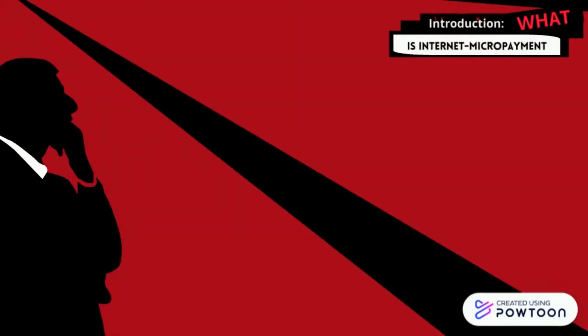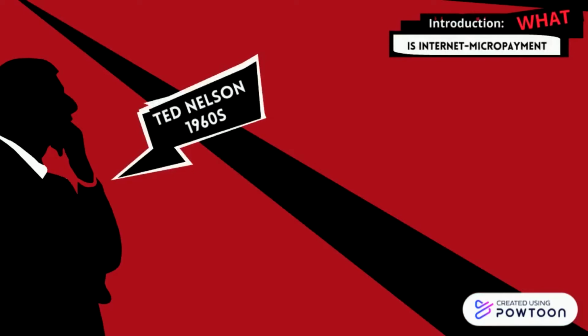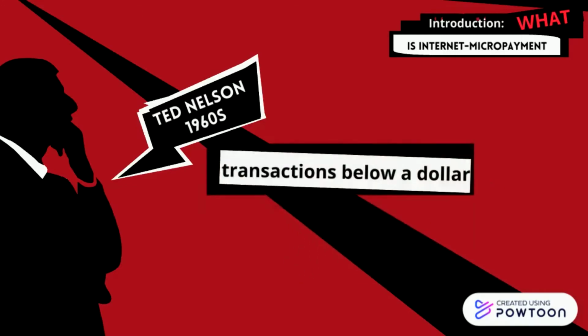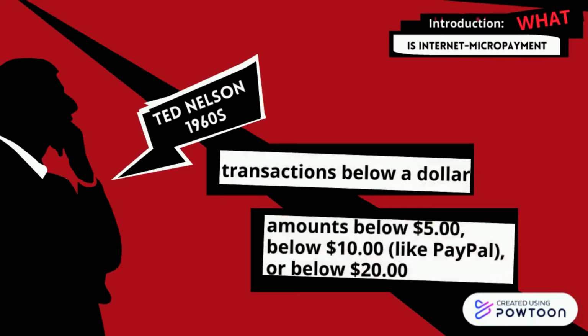The term micropayment was coined by technology futurist and philosopher Ted Nelson in the 1960s as a way to pay for individual copyrights on online content. Micropayments are payments of less than $1 that are usually made online. The definition or size of a micropayment differs across payment processors and businesses. Some companies recognize transactions below $1 as micropayments. Others classify micropayments as amounts below $5, below $10, or below $20.